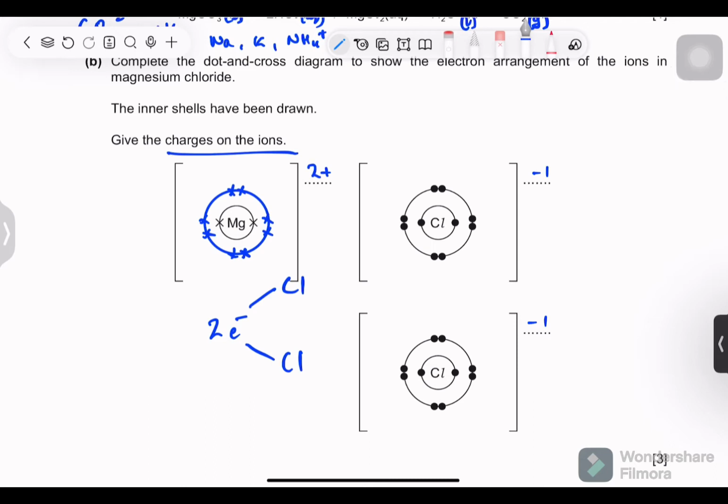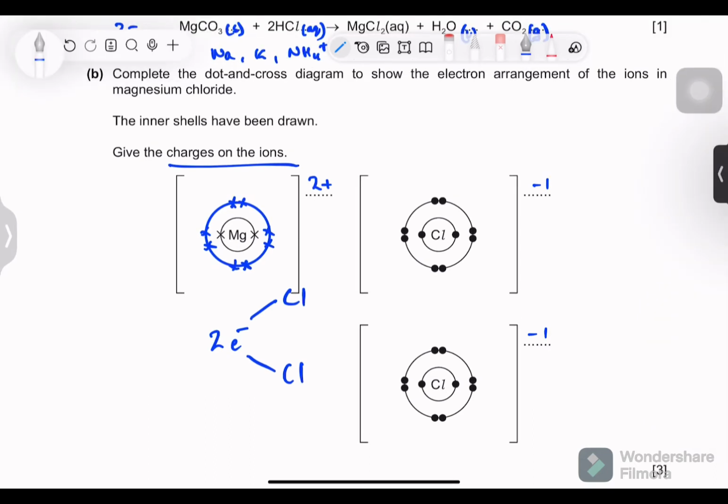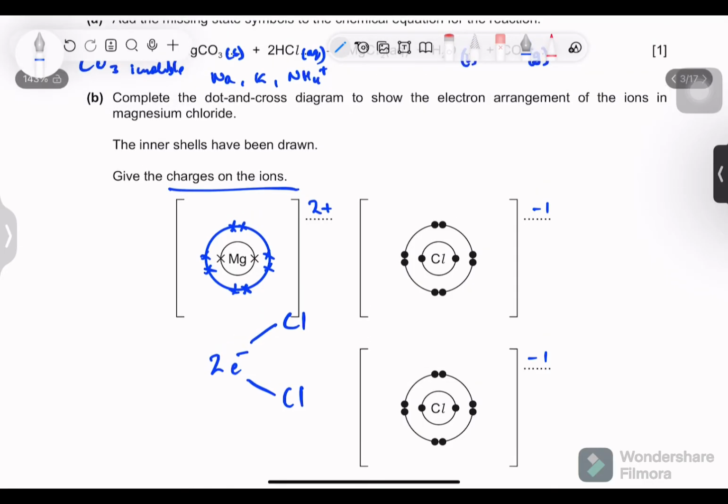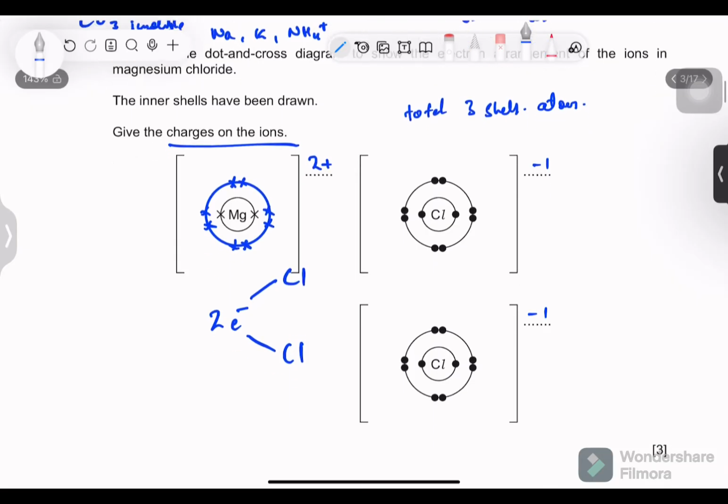So here we have drawn the shell of magnesium. Magnesium and chlorine are both in period 3, so they have a total of 3 shells in their atoms. So this is a magnesium ion. It originally had this one other shell which had 2 electrons. Now one goes over here and the other goes over here, but not in this shell.